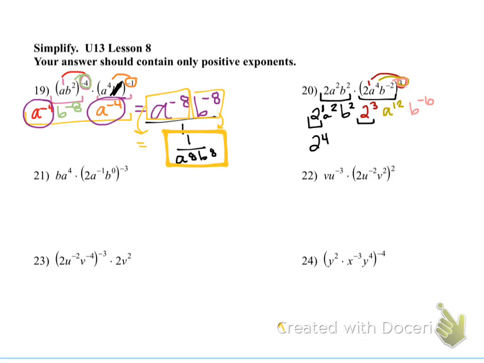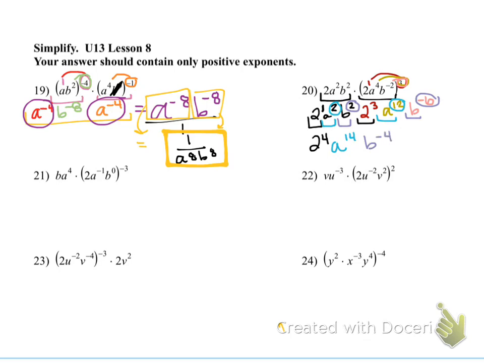Then we can look at our A's. I've got an A to the 2nd power and A to the 12th power. So 2 plus 12 gives me A to the 14th. And then we'll do that same thing with our B's. For our B's here, I've got B to the 2nd power, B squared, and then B to the -6. So 2 plus -6 gets me B to the -4.